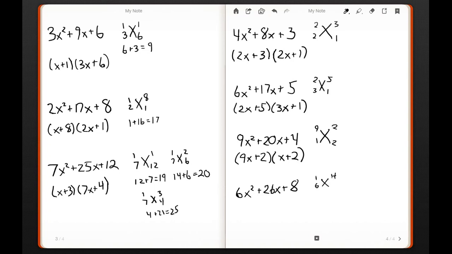6 times 4 is 24. Then the other factor of 4 to get to 8 would be 4 times 2. Now we have 24. This is 2. 24 plus 2 is 26. So it turns out that works.